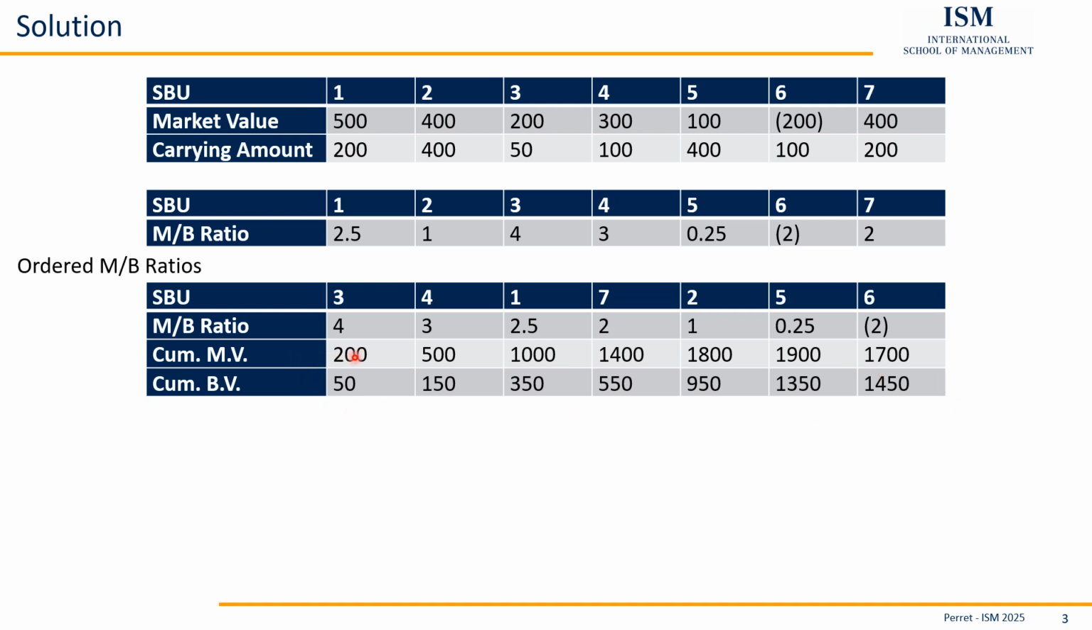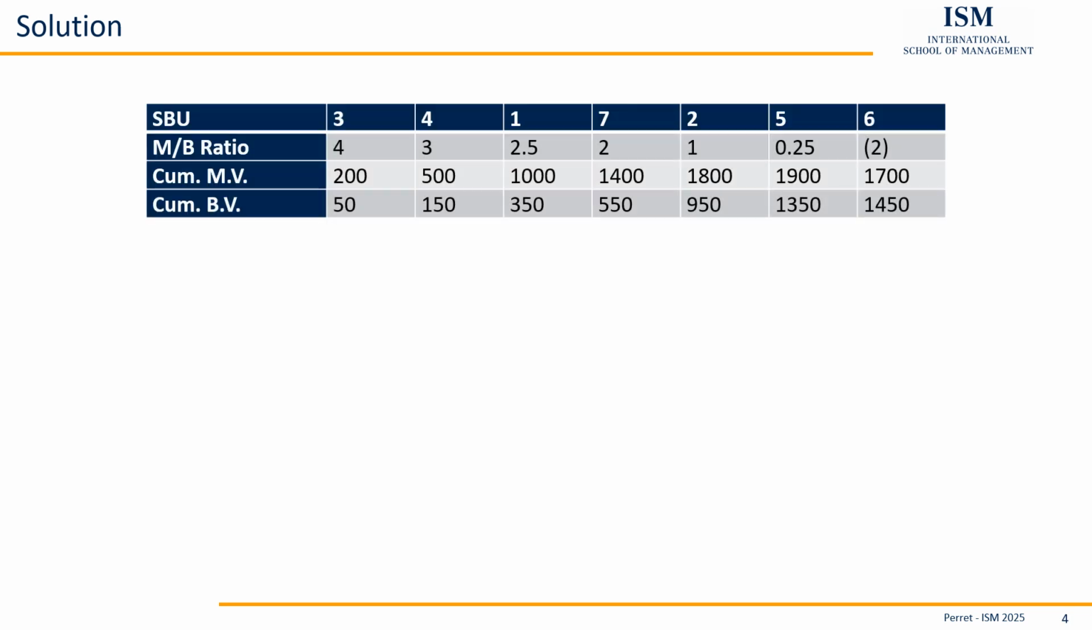And I see for the market value, it keeps increasing up till the last business unit, because here I had a negative market value and thus also a negative MB ratio. The book values, however, are always increasing. And those are 2 important features when we're going to illustrate this graphically. That's what I'm going to do on the next slide.